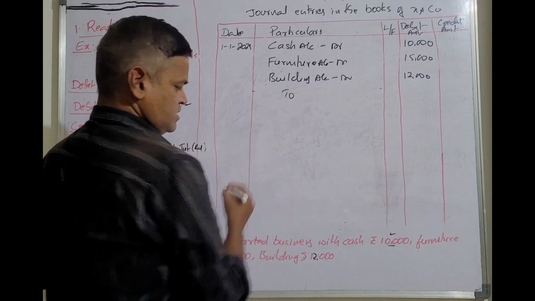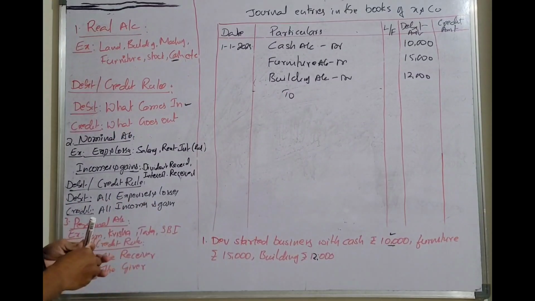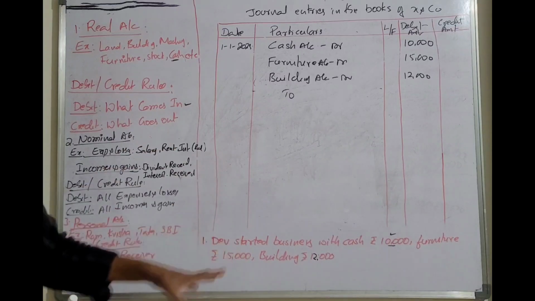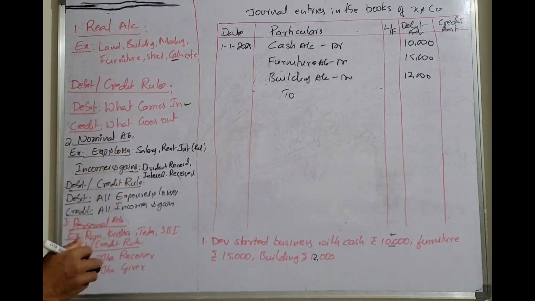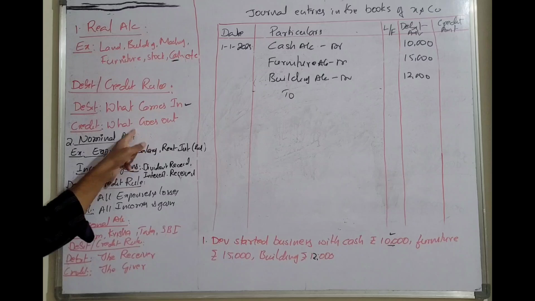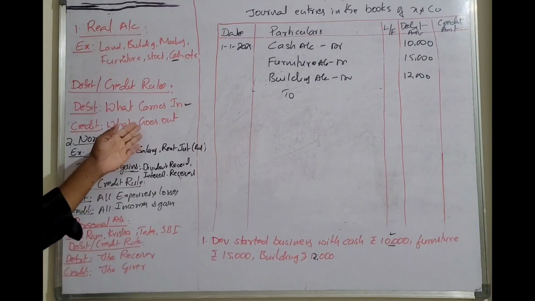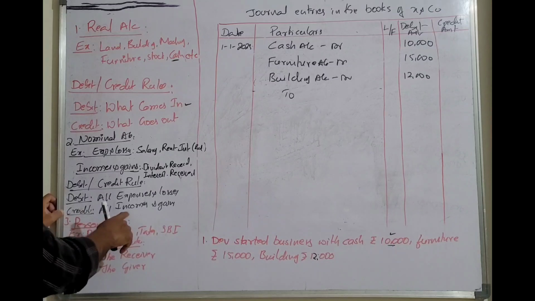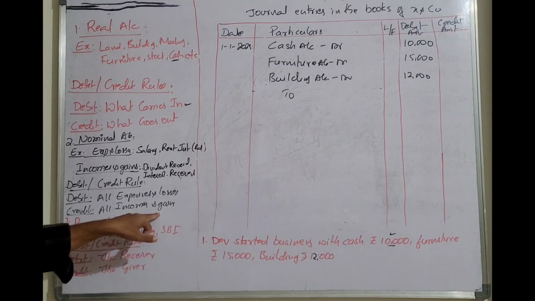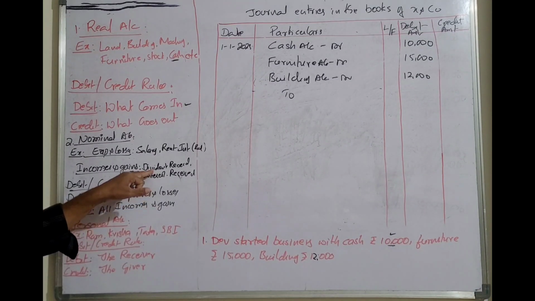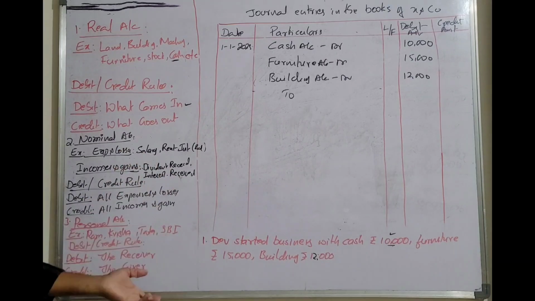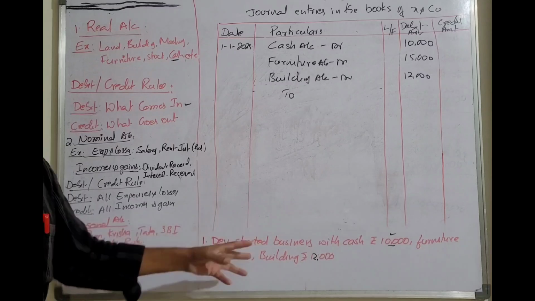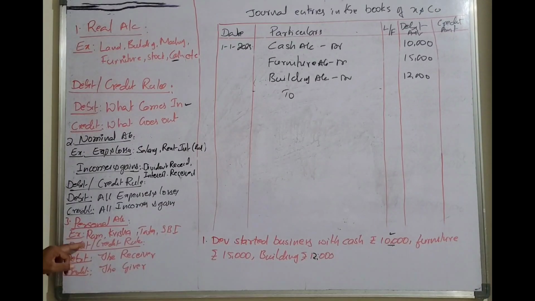Then we have to write credit. According to real account, when we have to write credit, what goes out? With this transaction, is any asset going out from the business? No, we are not getting an answer in real account. So as we know, if you are not getting an answer in real account, we have to check according to nominal account. According to nominal account, credit is for all incomes and gains, like dividend received, interest received, rent received. In this transaction, there is no income. Then we have to check according to personal account.